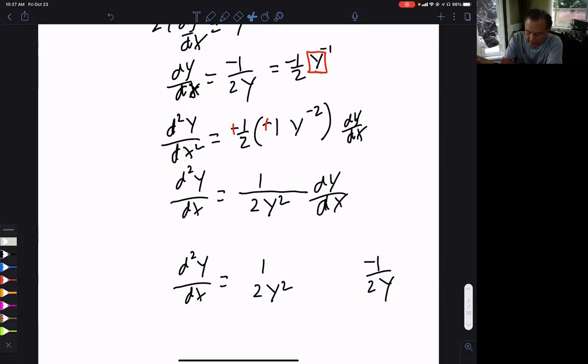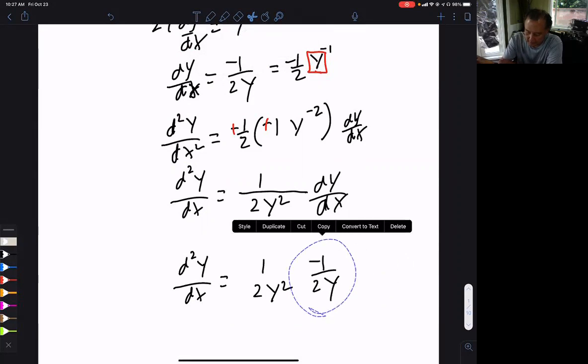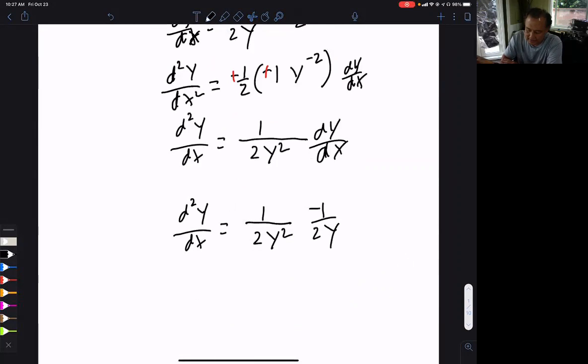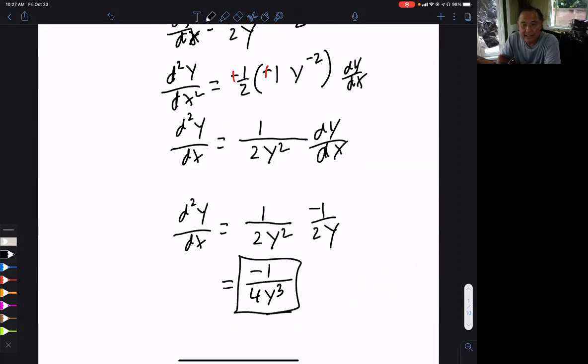And there we have it. I lost my fraction bar. You can combine these. Negative 1 over 4y cubed. There is the second derivative.